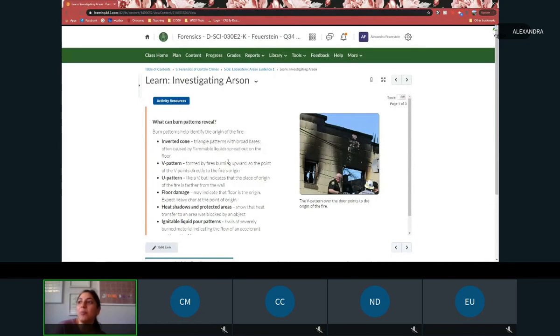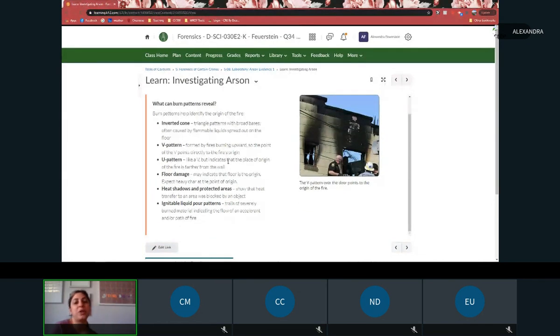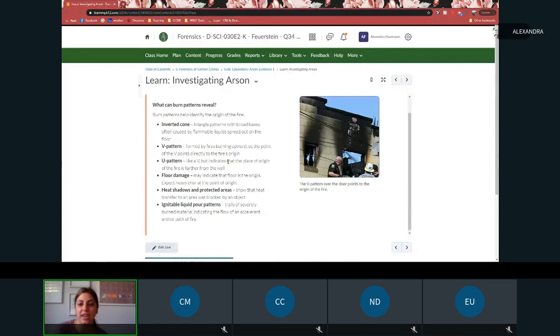Okay, so a couple of things that we want to pay attention to. We want to pay attention to the direction of the origin of the fire. So when we have something like different patterns, remember that different patterns can really help determine and tell us a story of what happened with the patterns or with the fire itself. So we've got these things called inverted cones. So that is when we get this triangle pattern with broad bases. This means that the flame there was often caused by flammable liquids spread out on the floor.